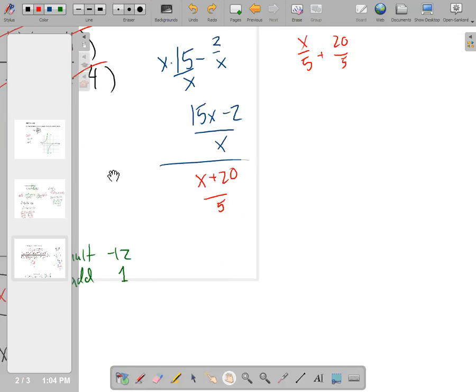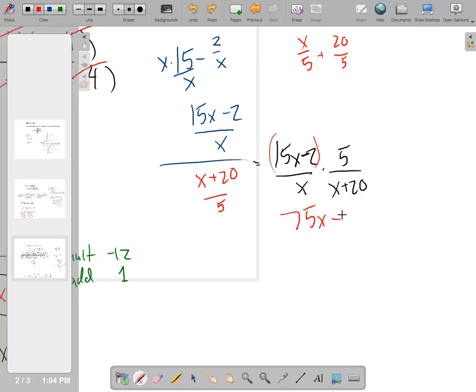Now that I've got it set up, I can rewrite this, and 15x minus 2 over x. I can copy the numerator, change to multiplication, and flip it. And I don't know if anything really goes away. Nothing really cancels. This is a minus sign, to be clear. So I guess what I'll do is distribute. 5 times 15 is 75x minus 10 over x squared plus 20x. You have to distribute on the top and bottom. So my final answer is 75x minus 10 over x squared plus 20x. And that's it for rational.